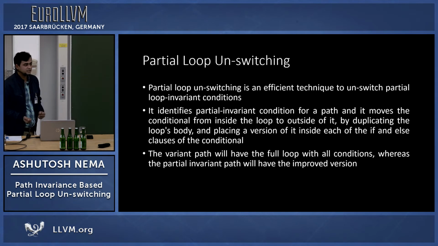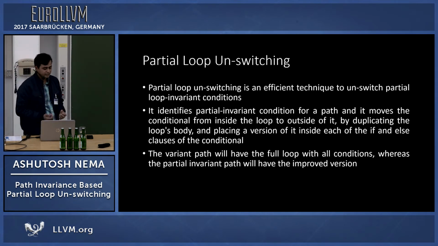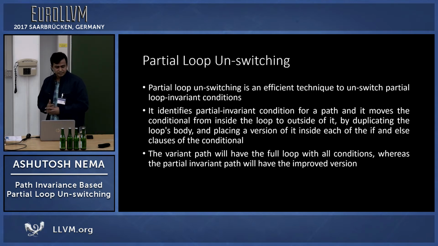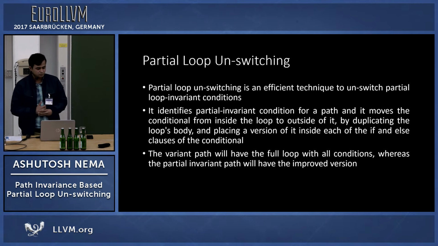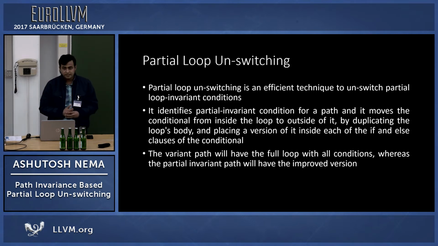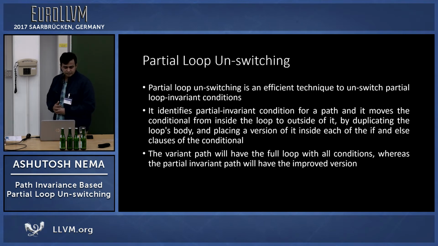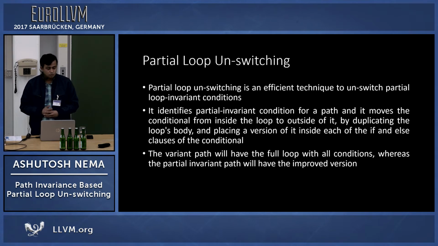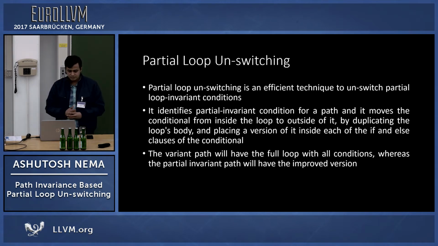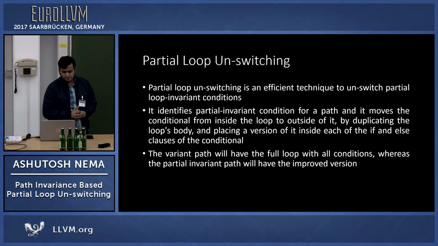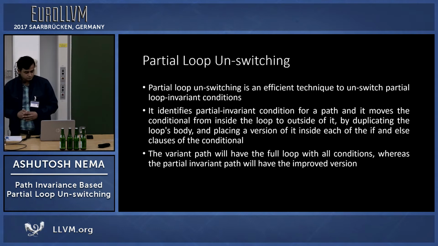Once we identify the partial invariance, the next step is to use it. We have used this partial invariant in partial loop unswitching. Partial loop unswitching is an efficient technique to unswitch a partially loop-invariant condition. It identifies the partial invariant condition for a path and moves the condition from inside the loop to outside by duplicating the loop body and placing a version in each if and else clause. The varying path will have the full loop version with all the conditions, whereas the non-varying, or invariant, path will have the improved version.